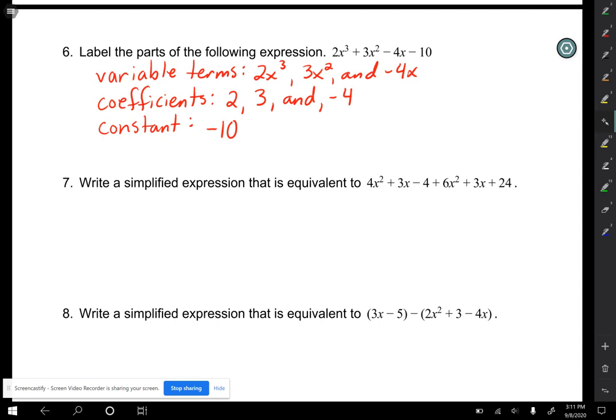Number 7 says write a simplified expression that is equivalent to this expression. So when you get to these, all this is, we're going to combine like terms.